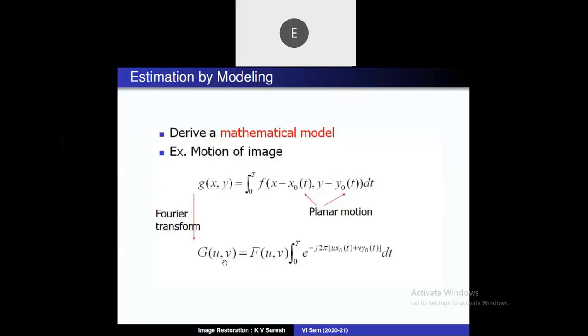Observe the equation here. G is equal to F into capital H. That is what we have seen. So whatever you see here within this integration, this entire term, this is H of uv, that is the blur transfer function. Okay. Now this blur transfer function is a function of your x0 and y0, and it also depends on u and v, you can see. So if you estimate the shift, you have estimated the blur transfer function. So that is how I can apply this model.